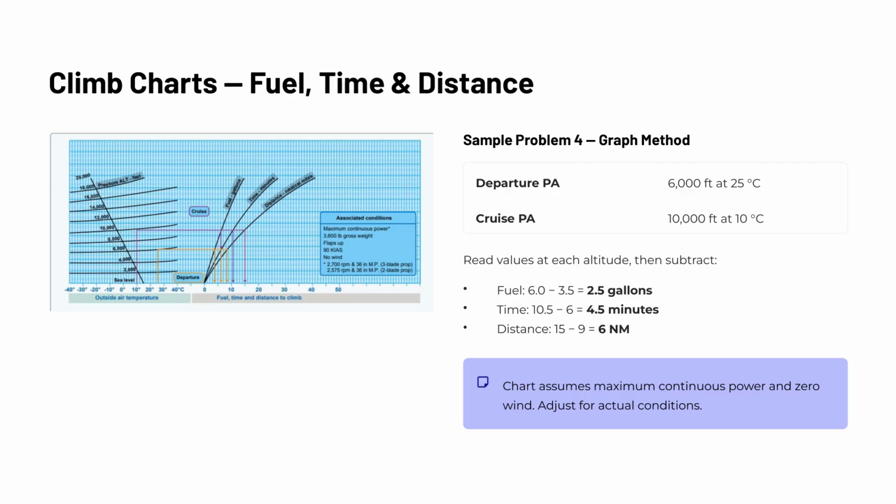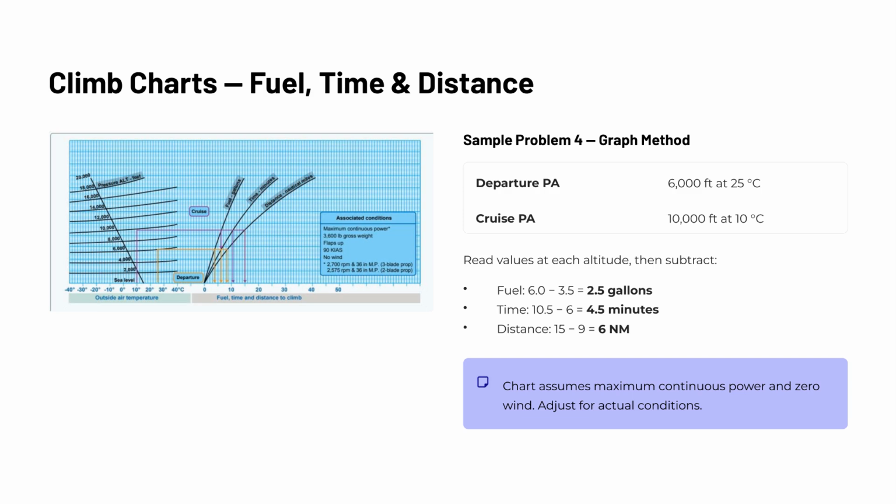Working through the numbers, for fuel, we read 6.0 gallons at 10,000 feet and 3.5 gallons at 6,000 feet, giving us 2.5 gallons consumed during the climb. For time, 10.5 minutes minus 6 minutes equals 4.5 minutes. And for distance, 15 nautical miles minus 9 nautical miles gives us 6 nautical miles covered during the climb.